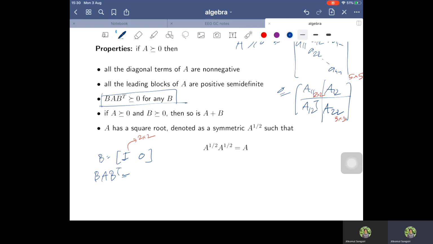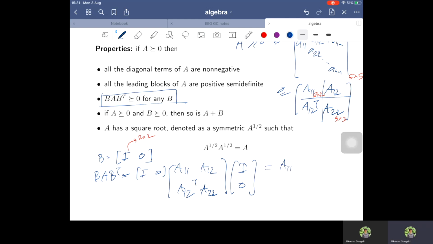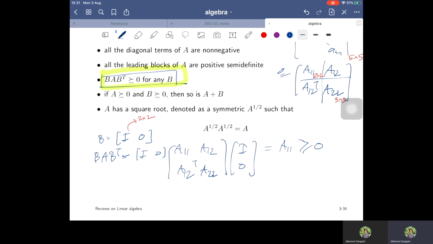So the result of the multiplication, if you just multiply it out, will be simply A11. From this property, it means that if I choose B to be I, 0, I can further imply that my 1 block has to be positive semi-definite. It goes the same way.